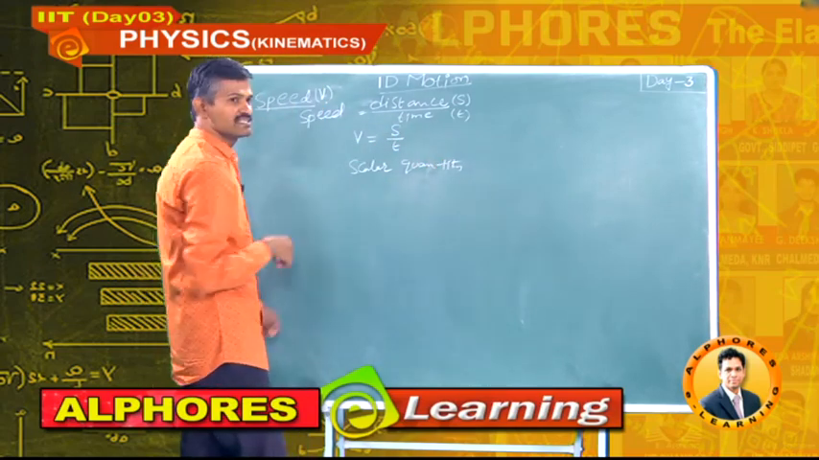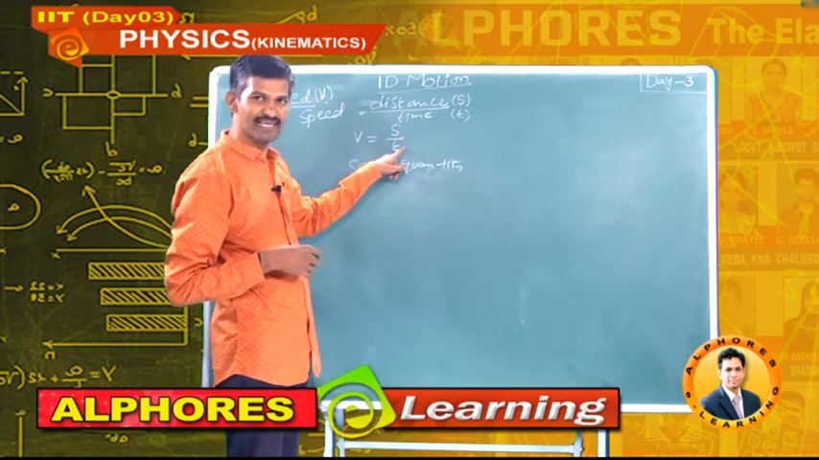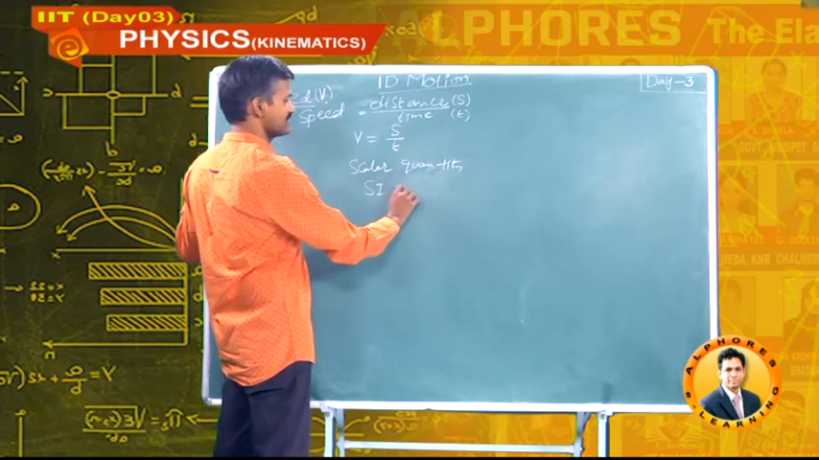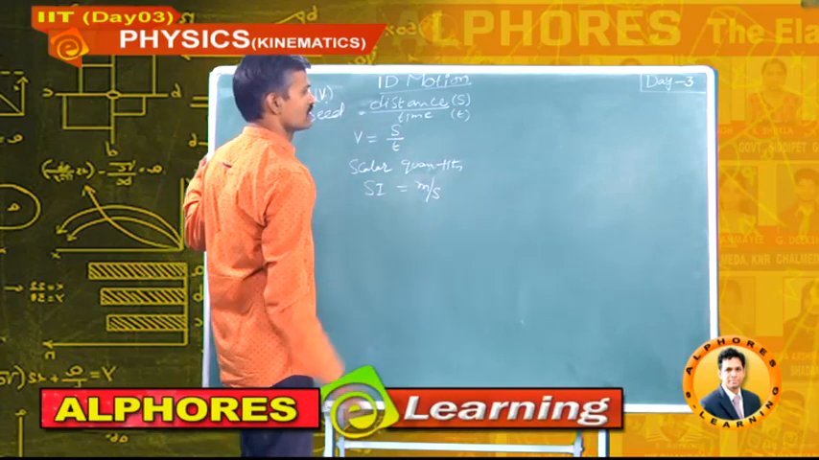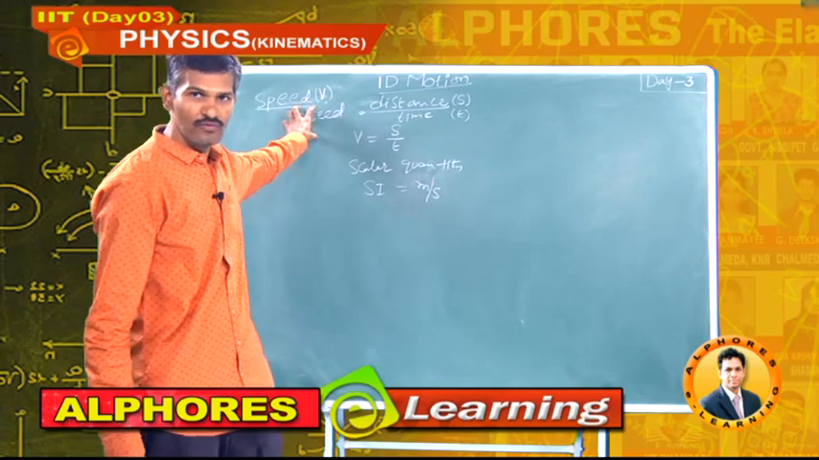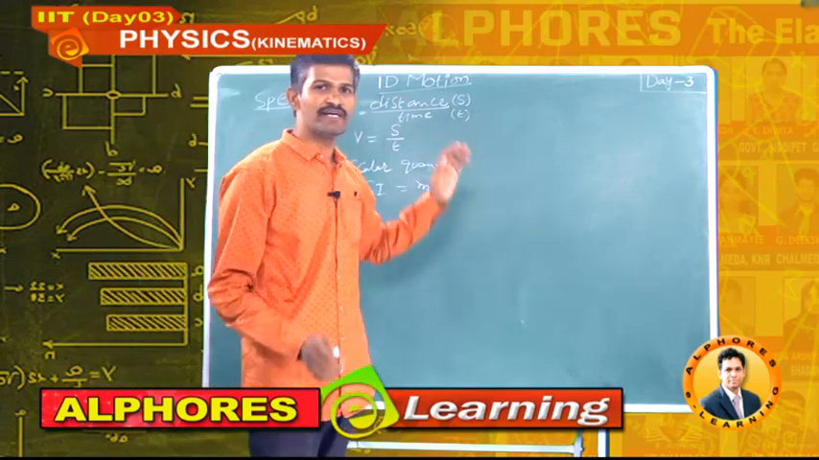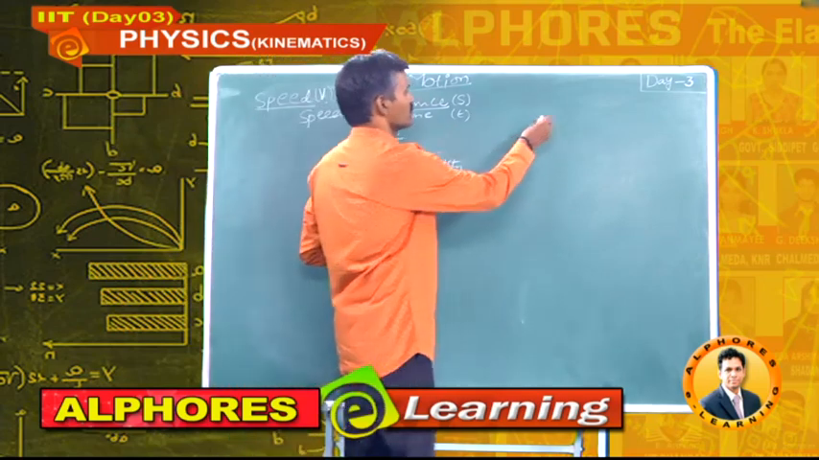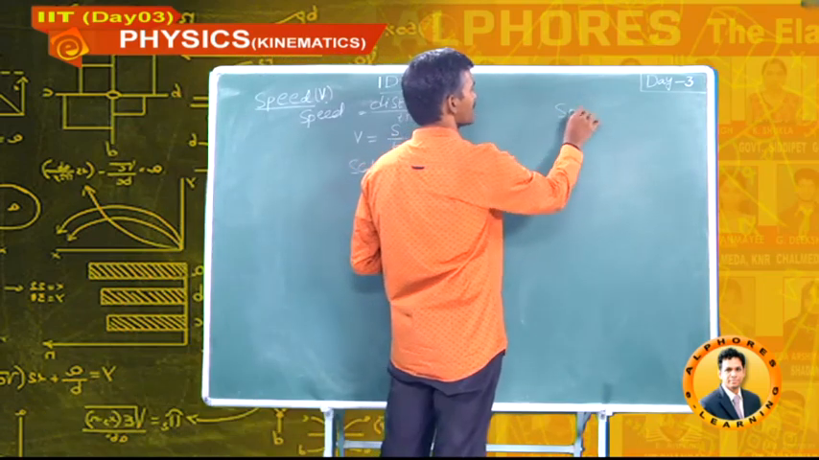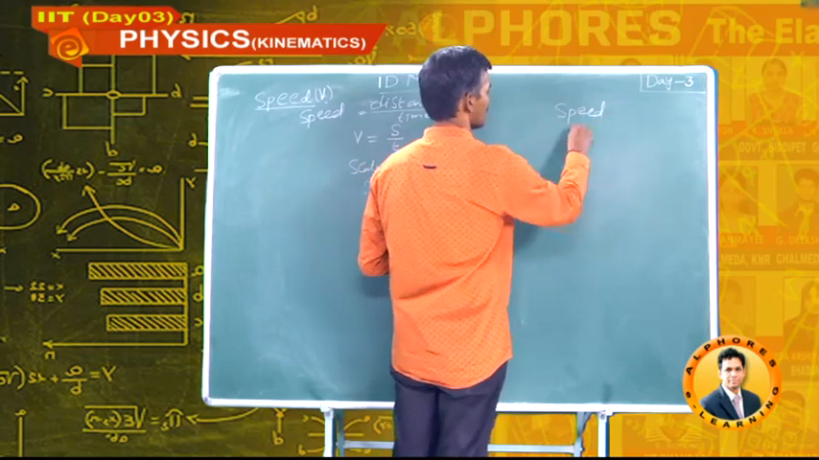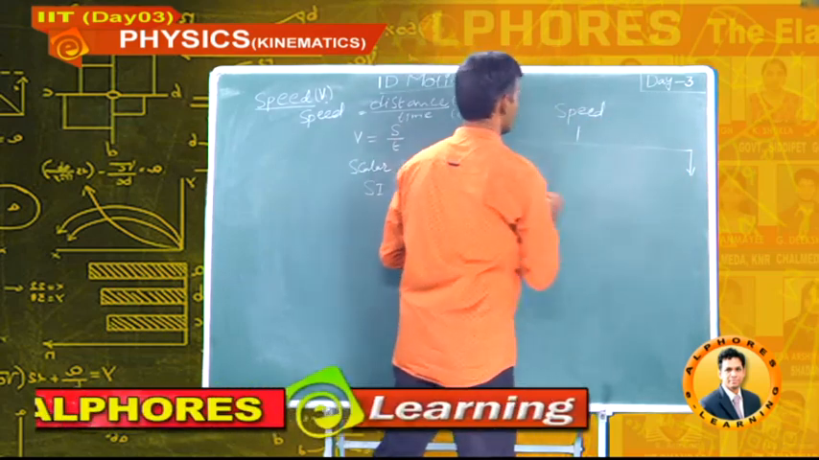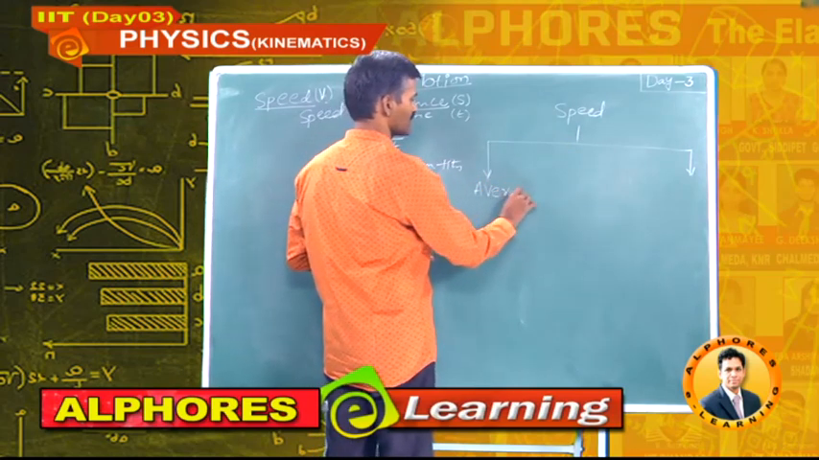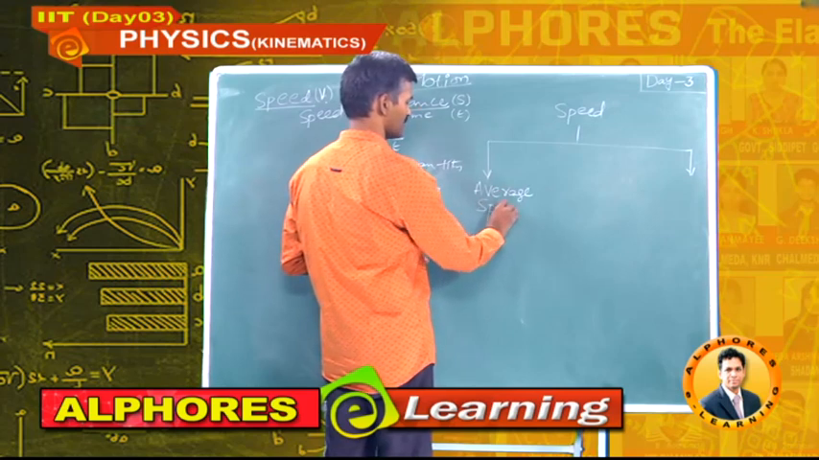Next, distance is measured in meters, time is measured in seconds. So, the SI unit of speed is meter per second. To understand speed, we can classify it into 4 categories. One category is average speed.